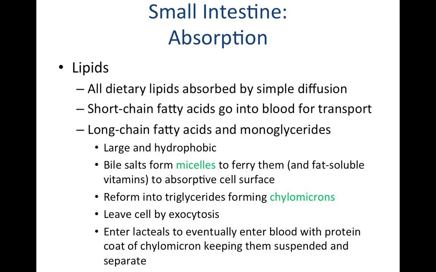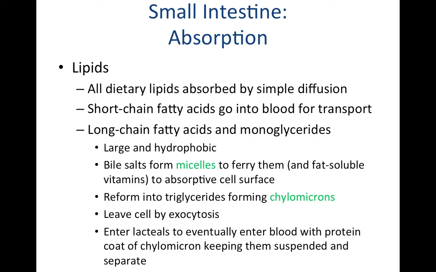Lipids need a little bit of extra help because they are in a watery environment in the chyme, and the blood is also a watery environment, and lipids don't dissolve very well in water. They're able to get past plasma membranes pretty easily because plasma membranes, their nickname is a lipid bilayer. They're made of primarily phospholipids. So lipids can cross plasma membranes relatively easily, but once you get into any kind of watery environment, they have some trouble. So your dietary lipids will be absorbed by simple diffusion for the most part.